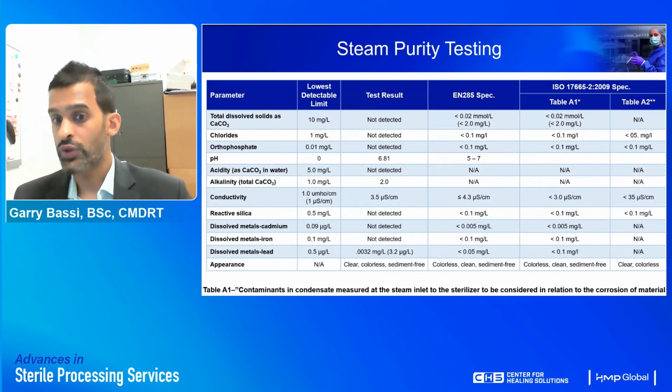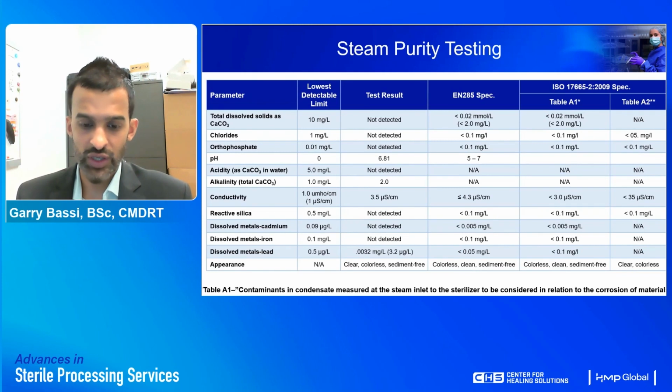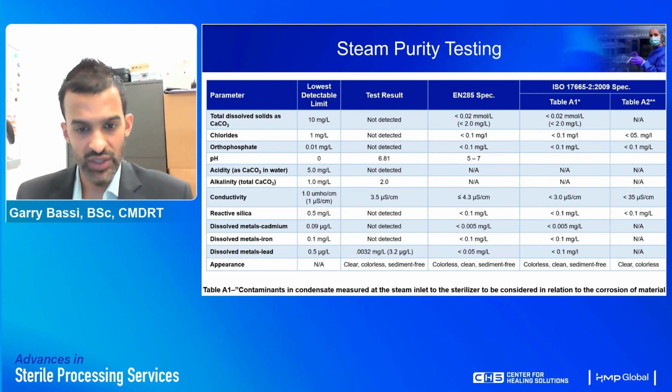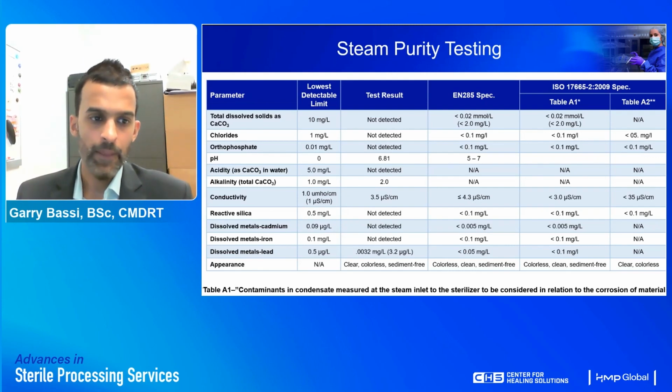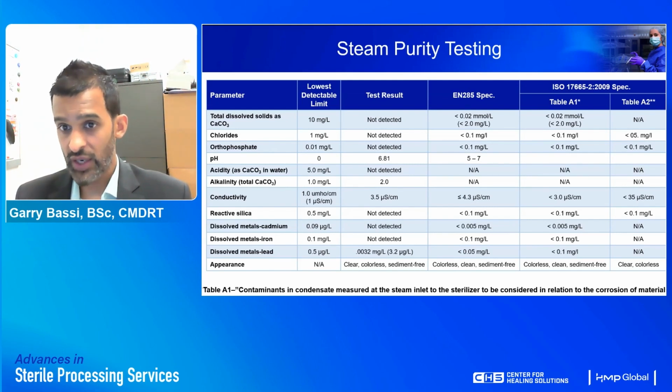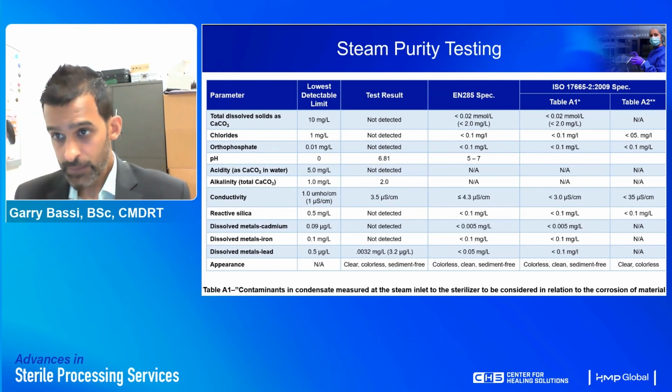Another test that's very important during the commissioning of steam, other than just checking for its dryness and non-condensable gases and its temperature in terms of superheated nature, is the purity of the steam, the mineral content of your steam. This itself can also be a problem in many ways, which I'll explain. When we test for steam purity, again, we correlate that back to the standards and what the standards state in terms of what the percentage or concentration of minerals should be in the steam. So we have here the lowest detectable limits, the test results that we conducted on our steam and how it correlates back to the standards EN 285 and the ISO standards.